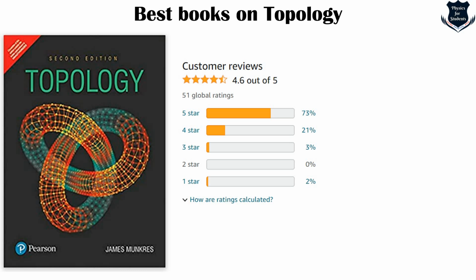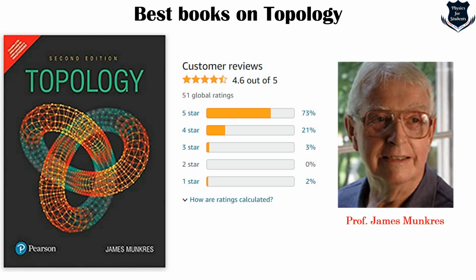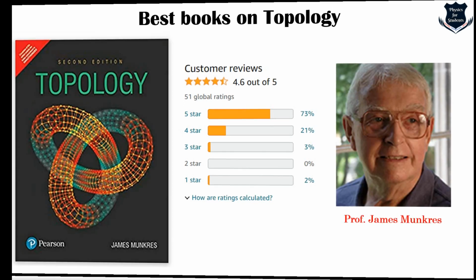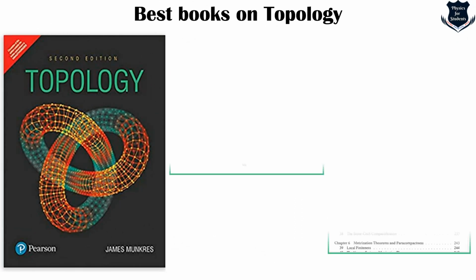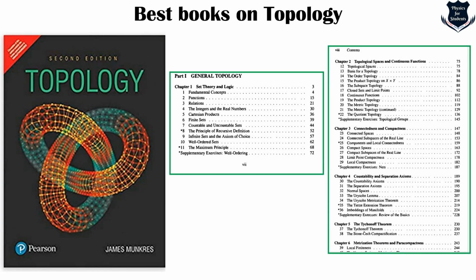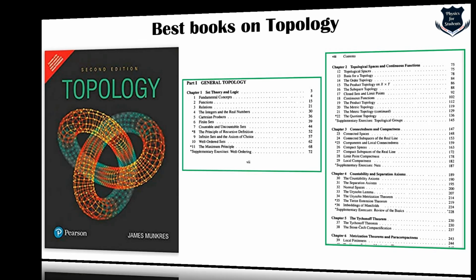So the first book coming up is obviously the great Munkres' Topology, right? This has got a customer review of about 5 stars, and this is by the famous Professor James Munkres. Why I recommend it first is that it covers everything. You see, it starts with set theory and logic, fundamental concepts, functions, relations, everything. Once you learn set theory, then it moves into topological spaces on the right hand side, basis for a topology, product, metric, etc. Then it goes into connectedness and compactness and other things.